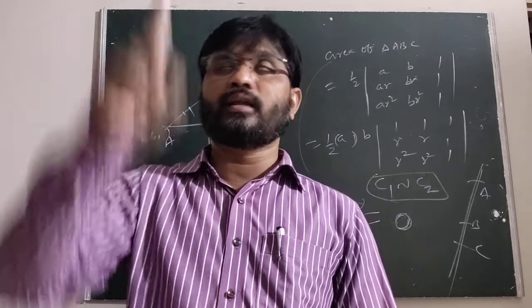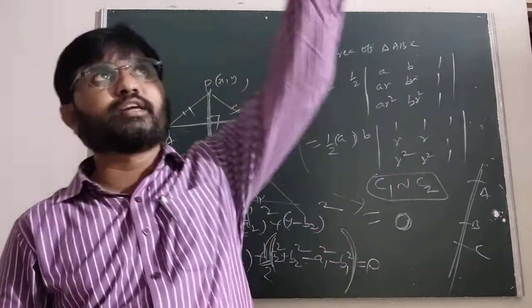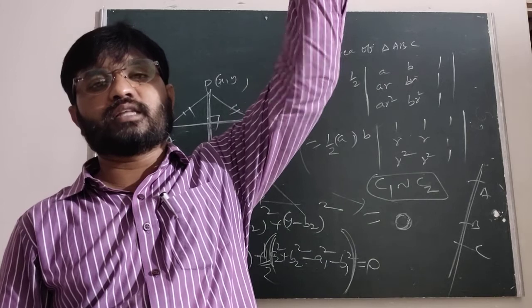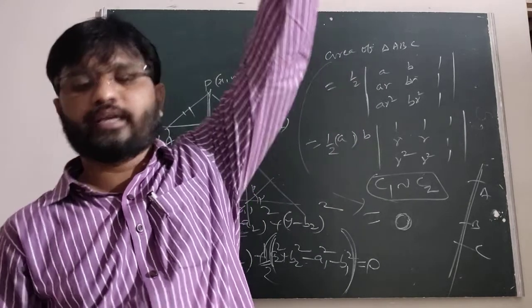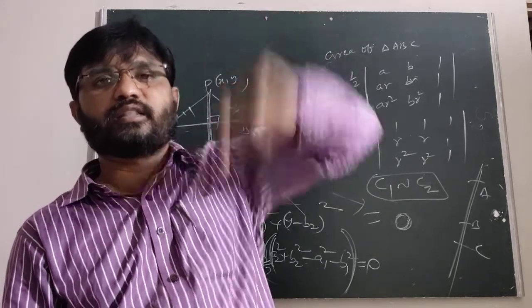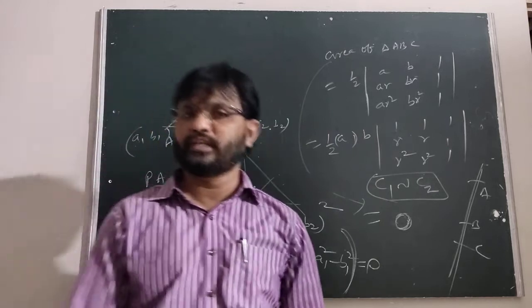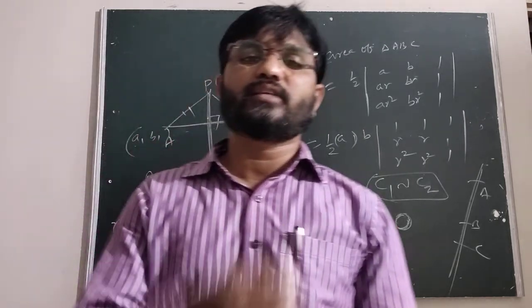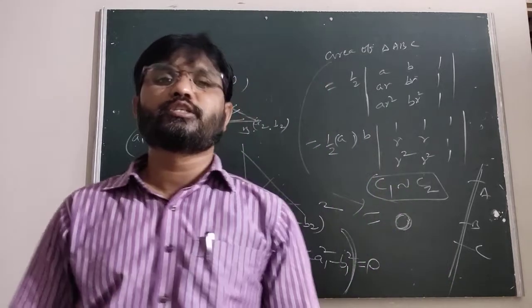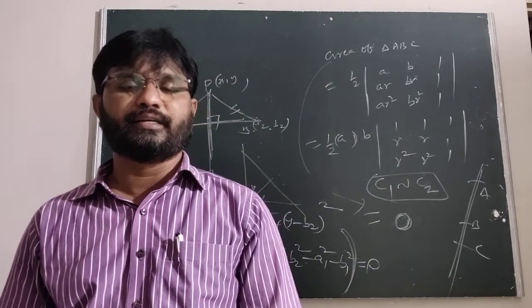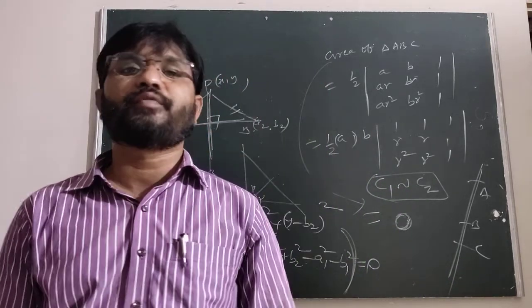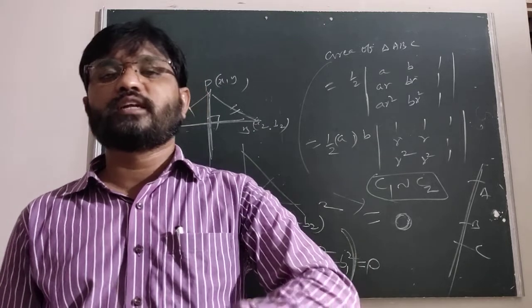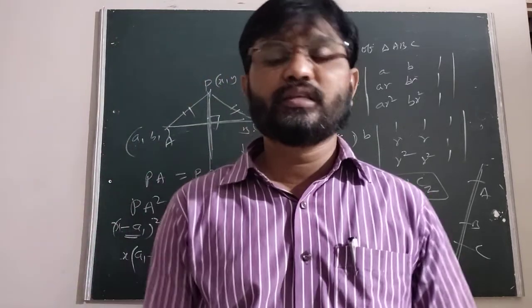Another important point: the centroid divides the line segment joining the orthocenter and the circumcenter in the ratio 2:1. Is it clear? This is one of the important points. Another one is that the orthocenter of triangle HAB is C and the orthocenter of HBC is A. This is about the orthocenter.